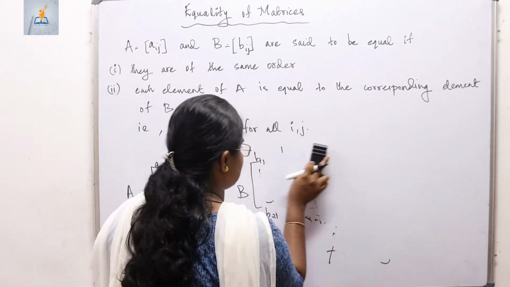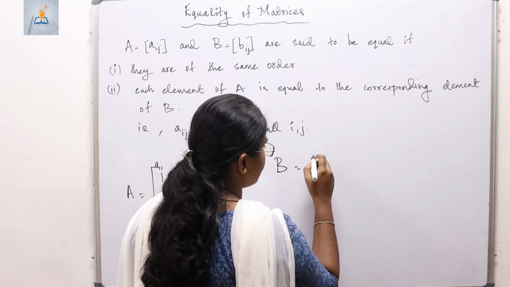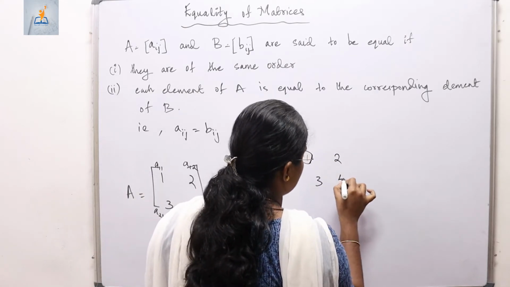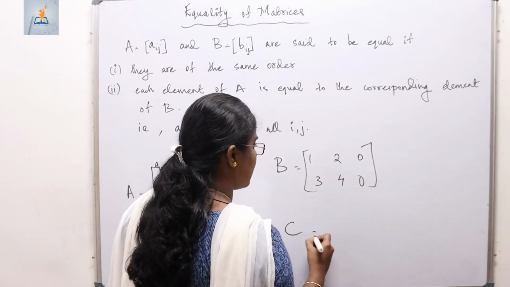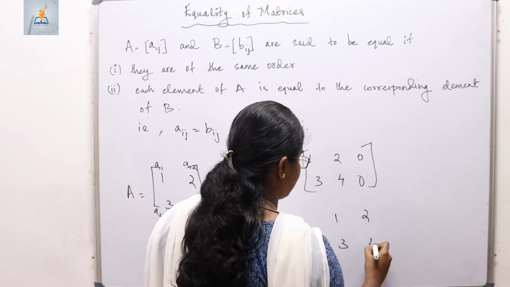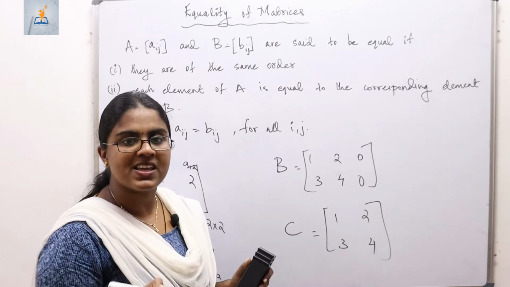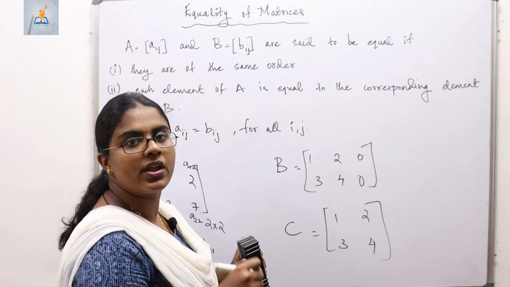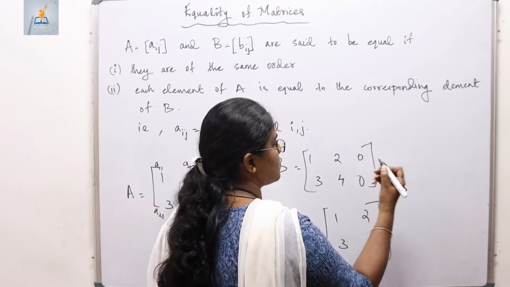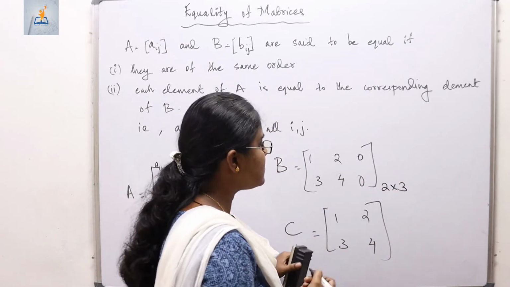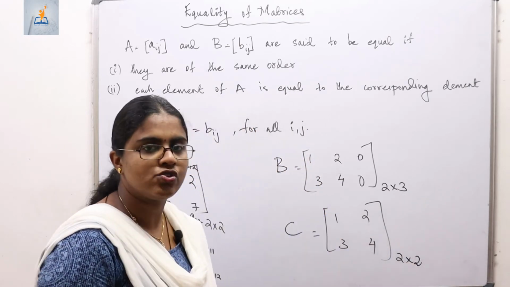We have two matrices. B is equal to 1, 2, 3, 4, 0, 0, and C is equal to 1, 2, 3, 4. Are these matrices equal? First of all, we have to check whether the matrices are of the same order or not. What is the order of this matrix? 2 rows and 3 columns. So it is a 2 by 3 matrix. And this is a square matrix whose order is 2 by 2 because it has 2 rows and 2 columns.